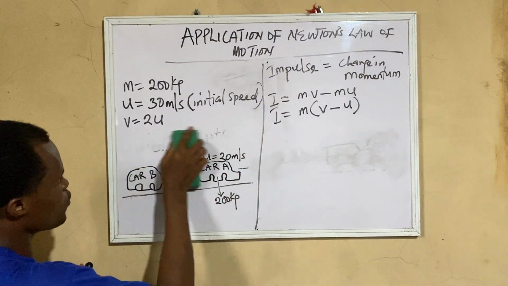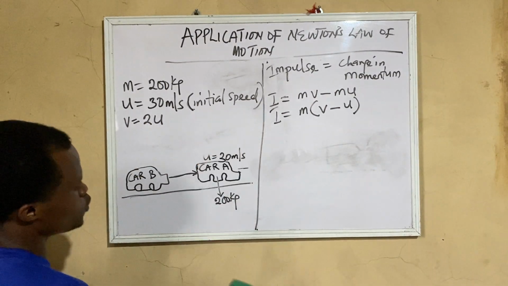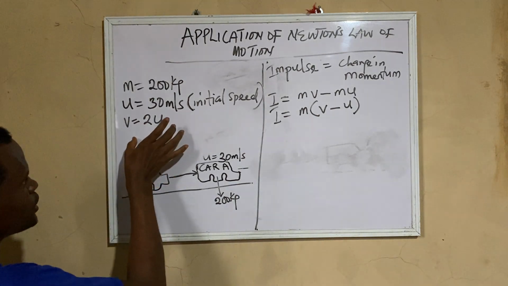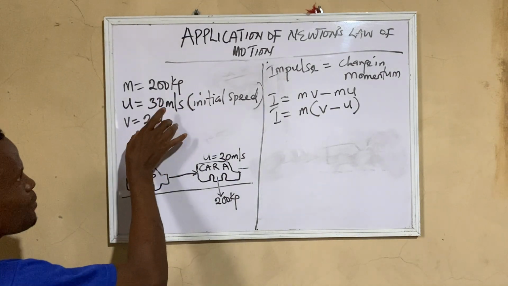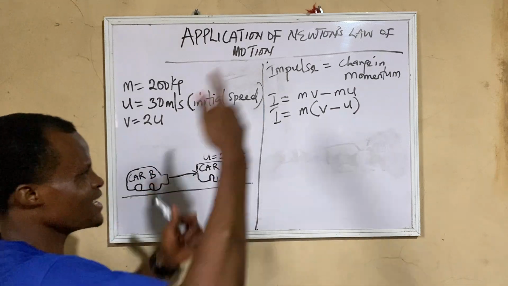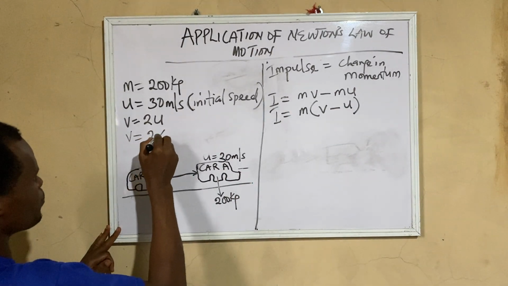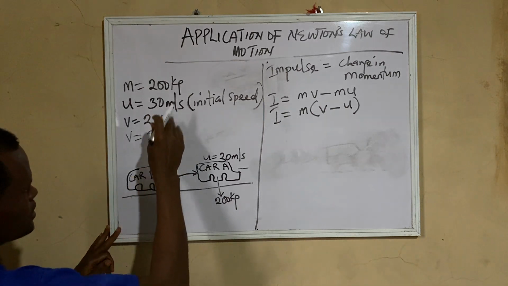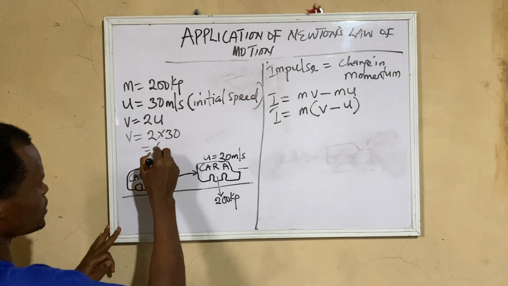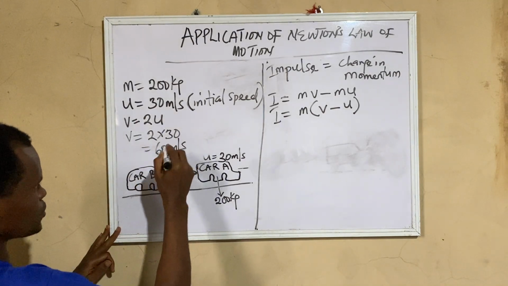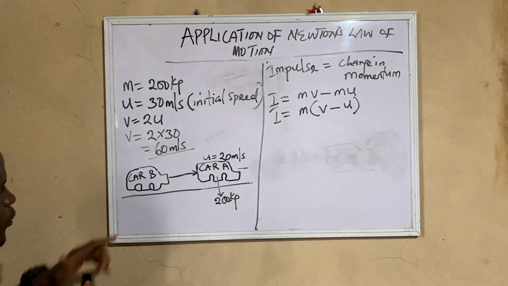Our V will be 2U because the question says the impact created twice the speed. And this V is equal to what? 2 times 30 meters per second, and that gives us what? 60 meters per second. That's for V.